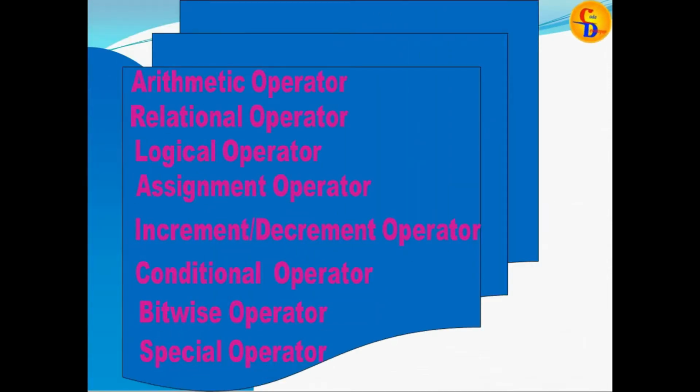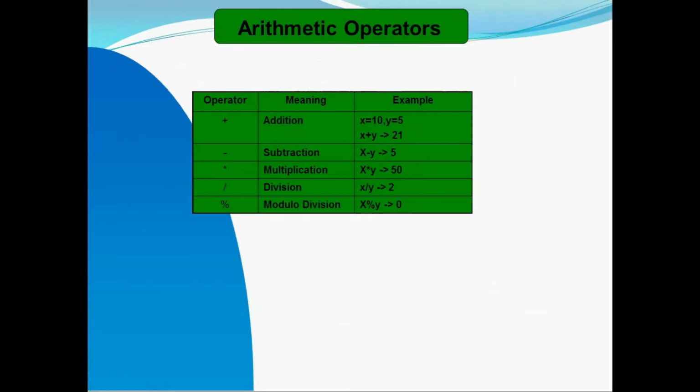First of all, C operators. The first one, arithmetic operator, relational operator, logical operator, assignment operator, increment or decrement operators, conditional operator, bitwise operator, special operators. The first one, arithmetic operators.